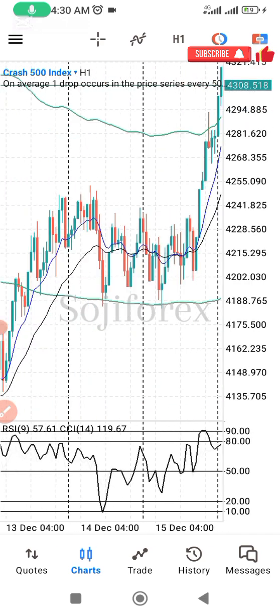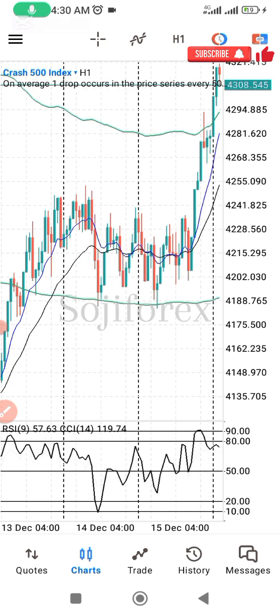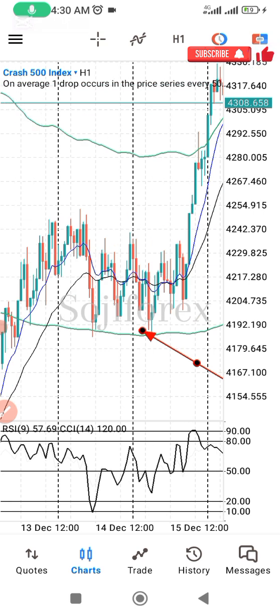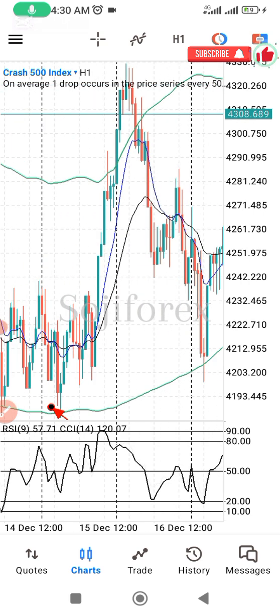Look at Crash 500. Price left. Price is now at the middle Bollinger Band, so break to it, retest it, and price is pushing to the upside. This is an update. I want you to backtest, and in the subsequent video I will show in detail how you can take advantage of this. I believe you have learned something.